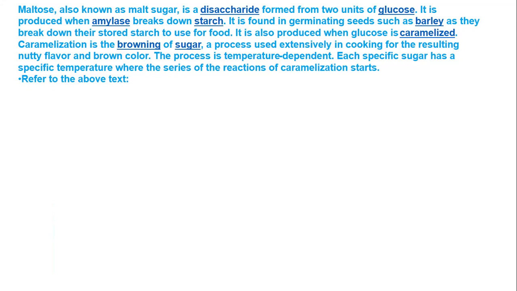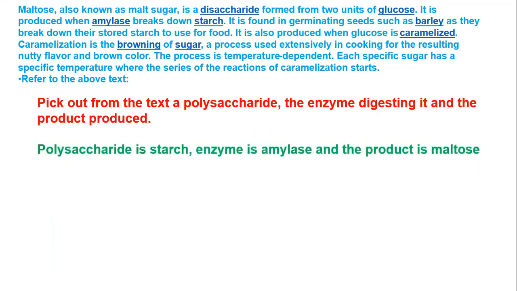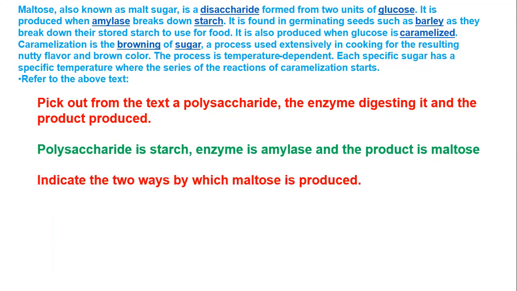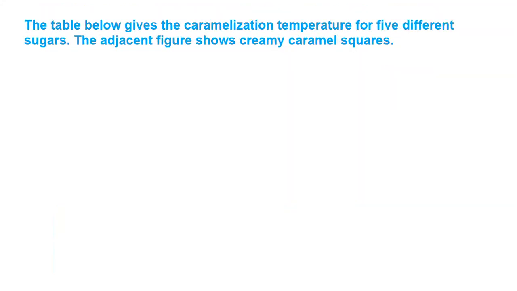Refer to the text above. Pick out from the text a polysaccharide, the enzyme digesting it, and the product produced. Polysaccharide is starch, enzyme is amylase, and the product is maltose. Indicate the two ways by which maltose is produced. Maltose is the disaccharide produced when amylase breaks down starch. It is also produced when glucose is caramelized.